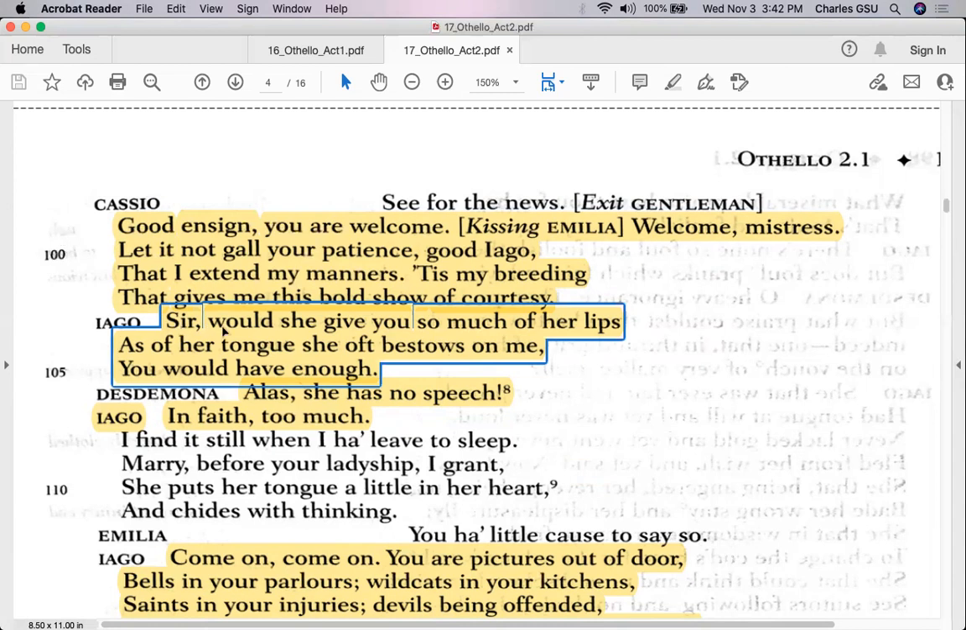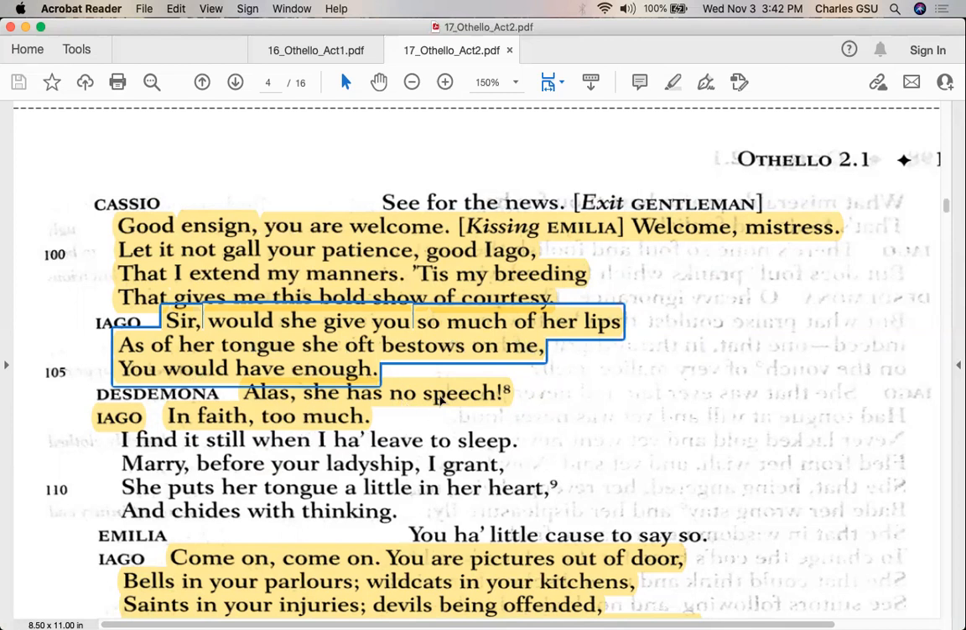He says, "Sir, if she would give you so much of her lips in terms of kissing as she would of her tongue, she outbestows on me, you would have enough." Tongue meaning her speech. So he's basically saying, in other words, if she gave you so much of her kisses as she gives me of her nagging mouth and speech, then you would have enough of her kisses.